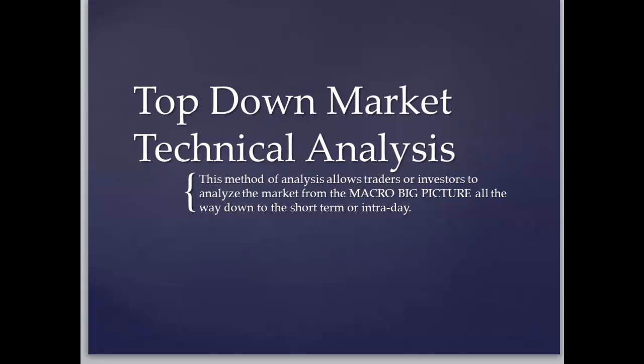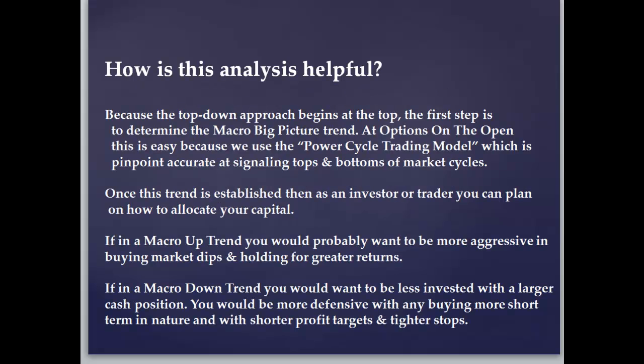We start with the macro big picture. So how is this analysis helpful? Because the top-down approach begins at the top, the first step is to determine the macro big picture trend. At Options on the Open, this is pretty easy because we use our power cycle trading model. This is a cycle model which is pinpoint accurate at signaling tops and bottoms of market cycles, and we can use this model across all time frames.